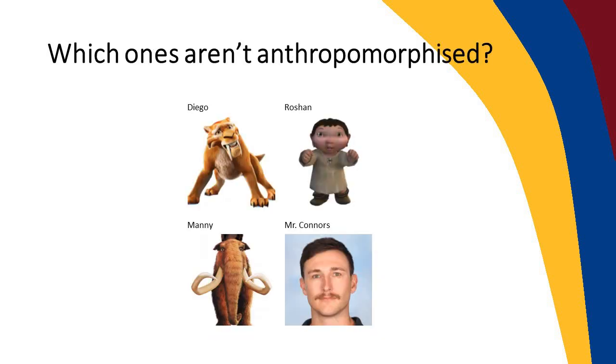Let's check our understanding. Look at the following pictures and determine which of the characters have not been anthropomorphized. I'll give you 5 seconds. Diego, the saber-toothed tiger, and Manny, the mammoth, are both extinct animals with the ability to talk. They also have very human character traits. Roshan, the baby from Ice Age, is a young human character. He behaves how you would expect a human baby to behave, and therefore has not been anthropomorphized. Similarly, Mr. Connors is a real-life human being, so he has not been anthropomorphized.